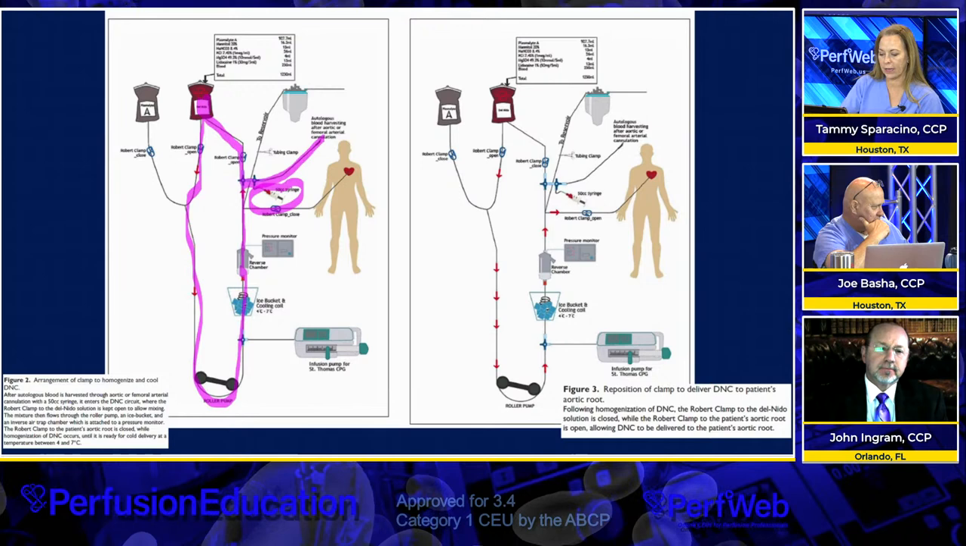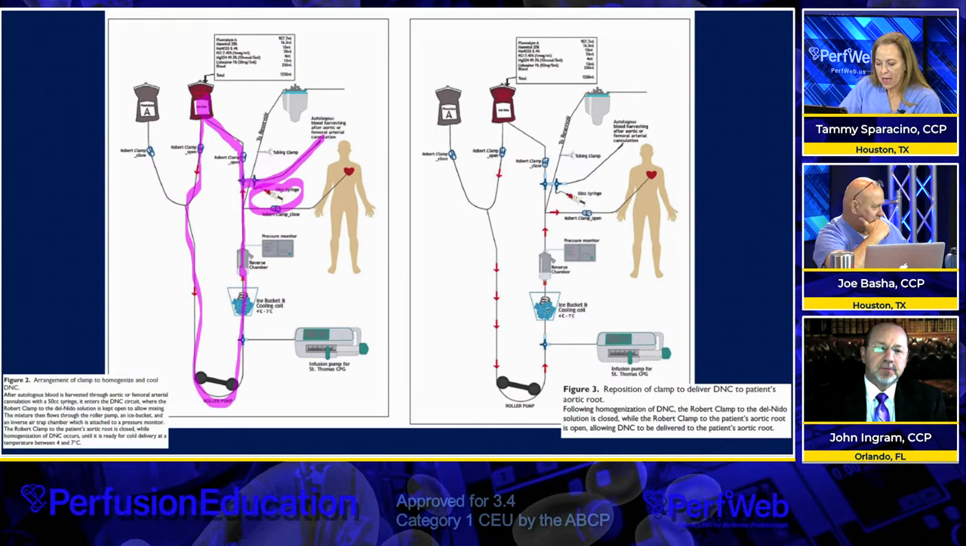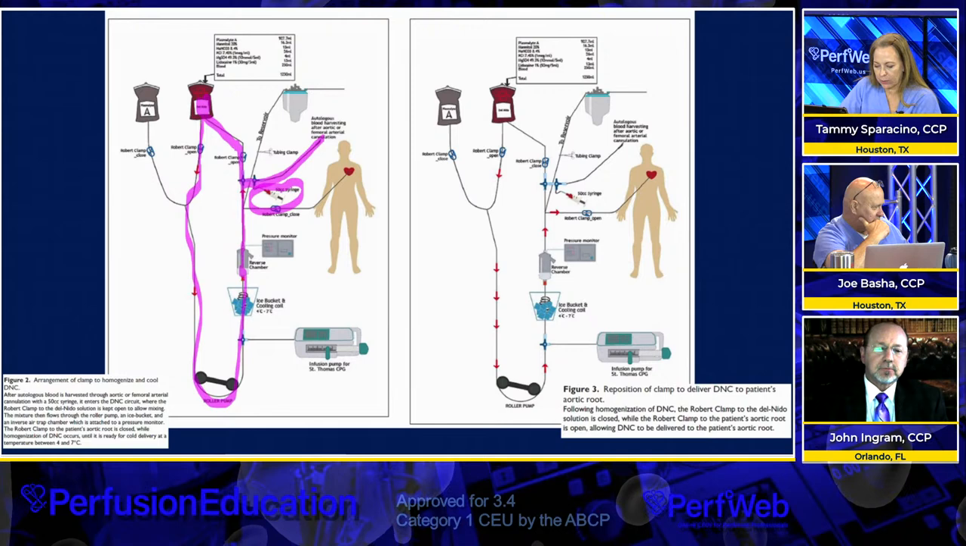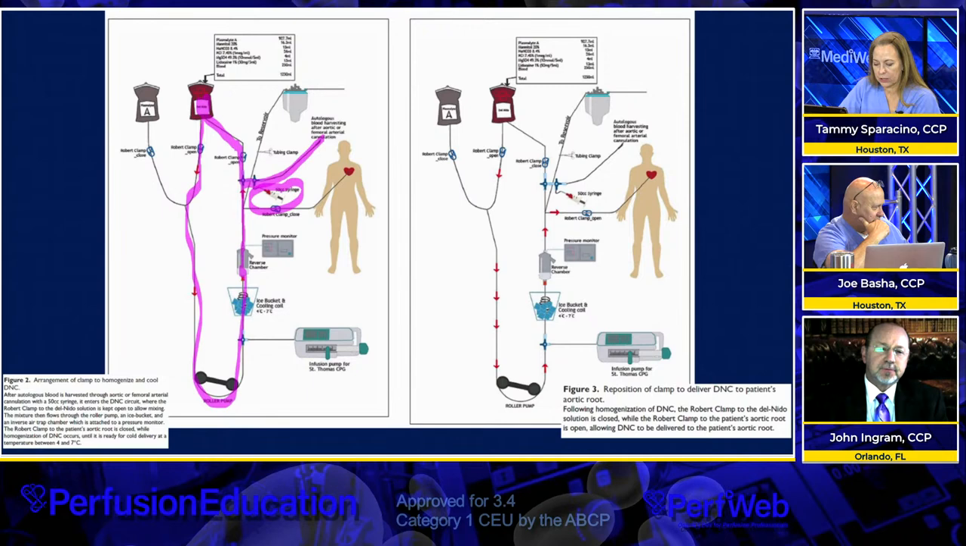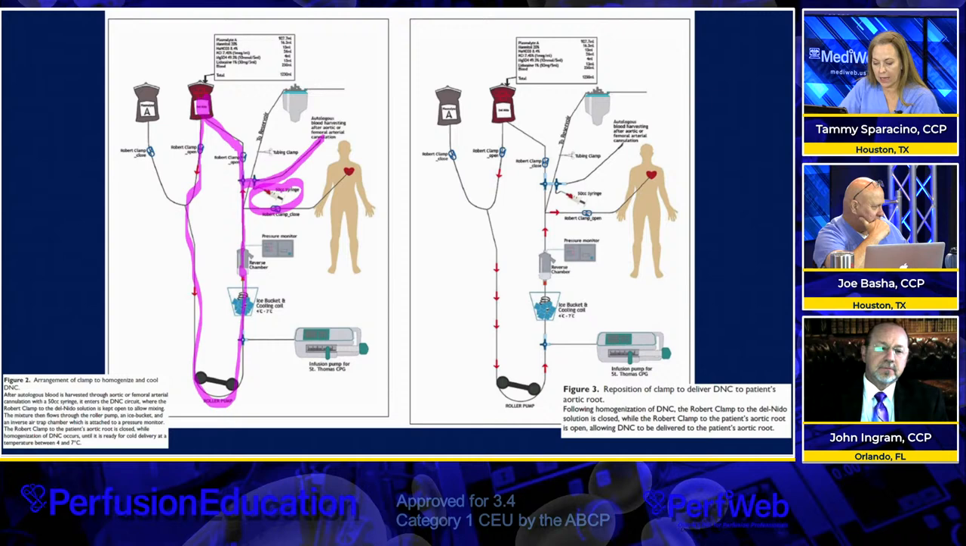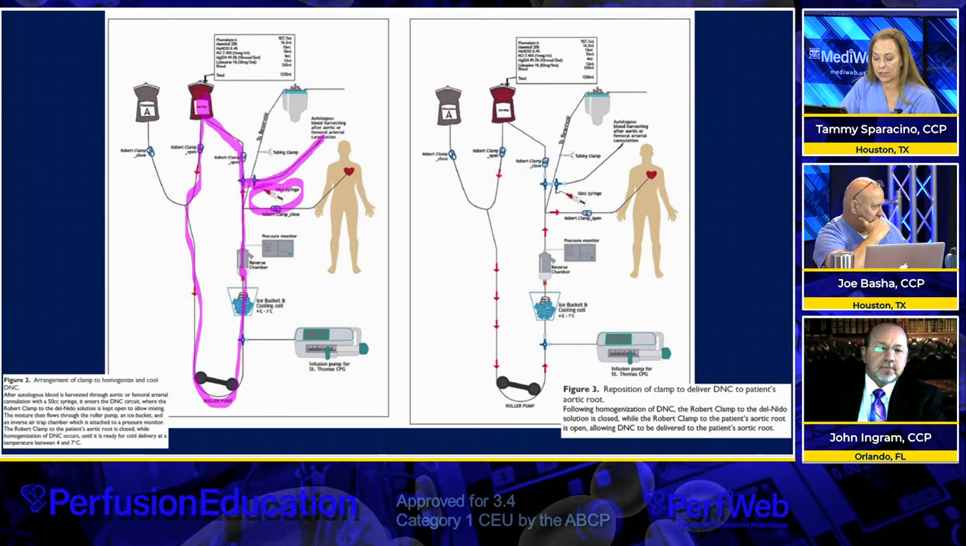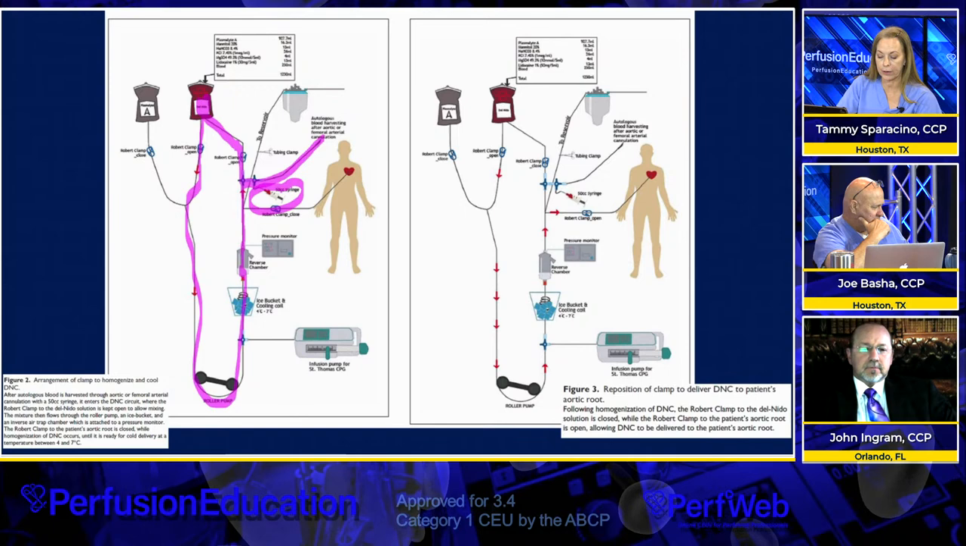All right. Now, let me finish reading the description a little bit. They say, after the autologous blood is harvested through aortic or femoral arterial cannulation with a 50cc syringe, it enters the del-Nido cardioplegia circuit where the Roberts clamp to the del-Nido solution is kept open to allow mixing. The mixture then flows through the roller pump, an ice bucket, and the inverse air chamber, which is attached to a pressure monitor. The Roberts clamp to the patient's aortic root is closed while the homogenization of the del-Nido cardioplegia occurs until it's ready for cold delivery at a temperature between 4 and 7.